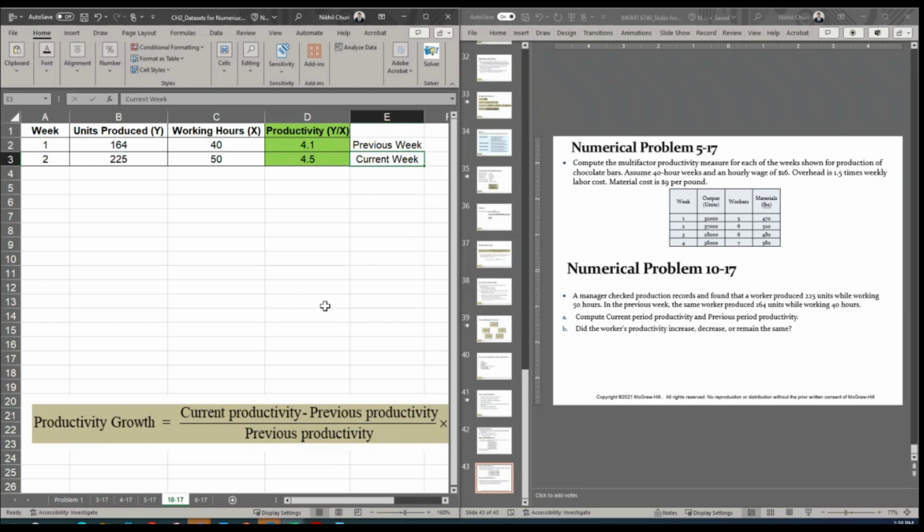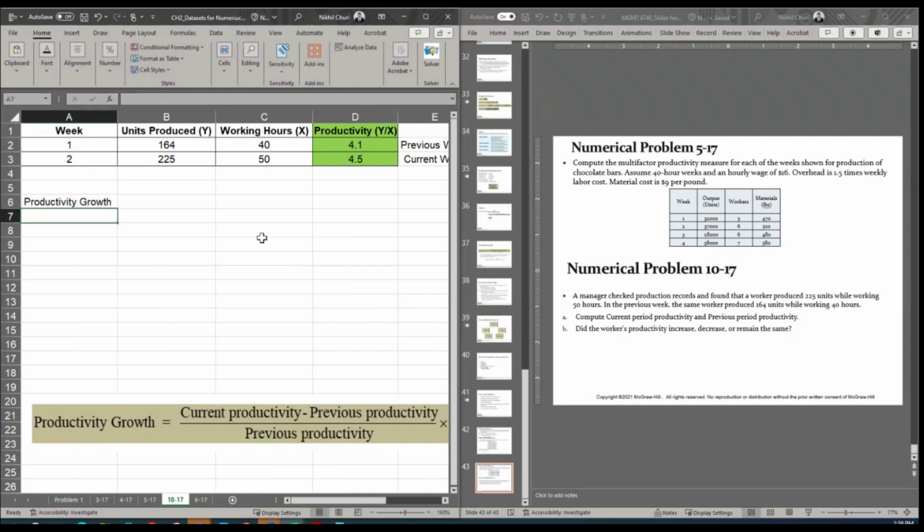Now we are supposed to calculate the productivity growth. So I'll just type in PROWTH, productivity growth. As per this formula, my current productivity is 4.5, previous is 4.1. So just use that formula: equals, start a bracket, current productivity 4.5 minus previous 4.1, bracket close, divided by previous productivity, which is 4.1, enter.